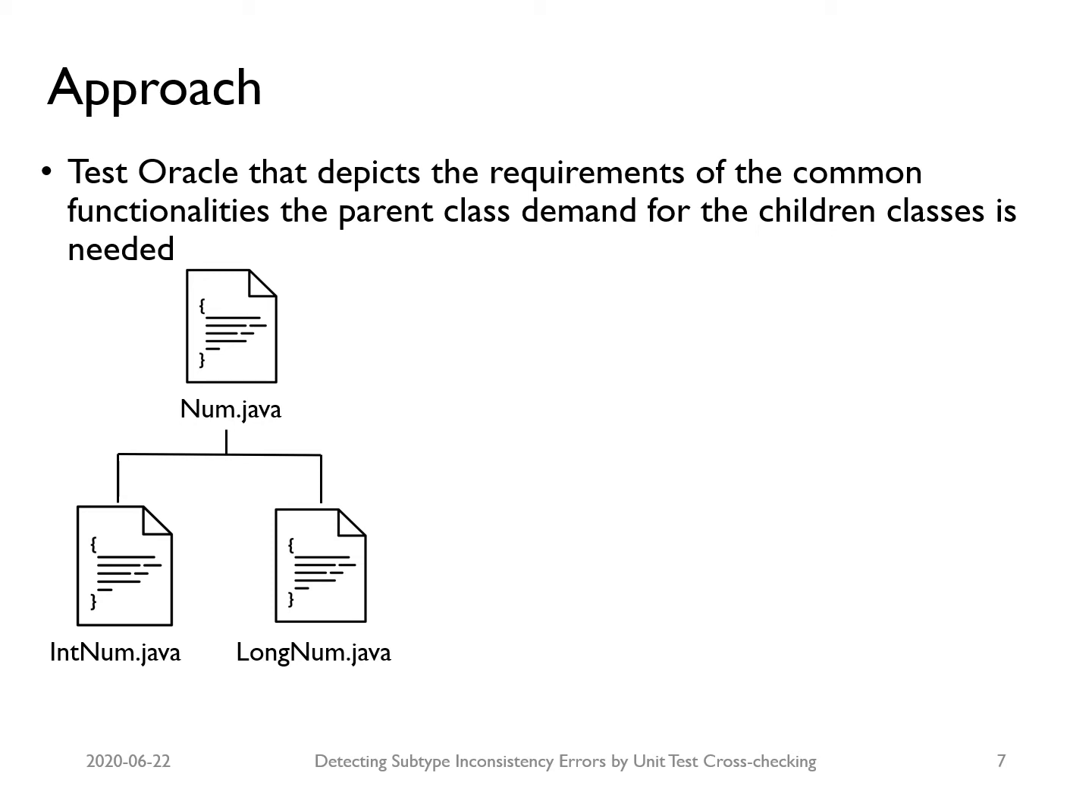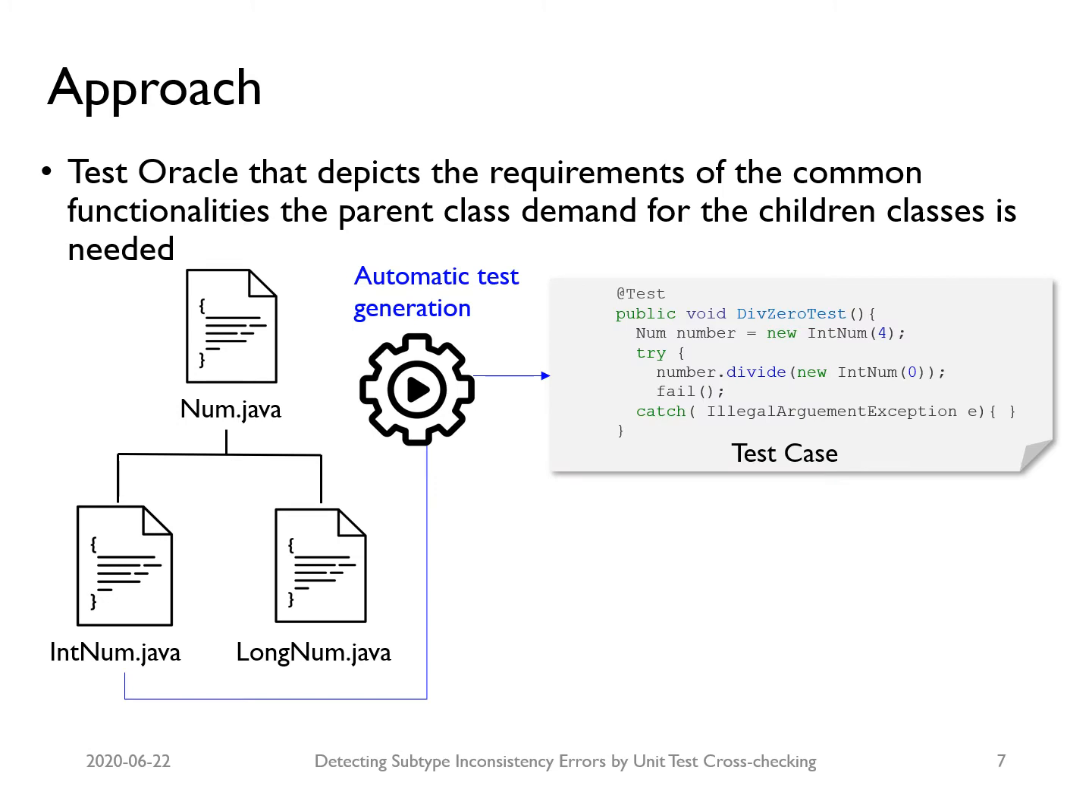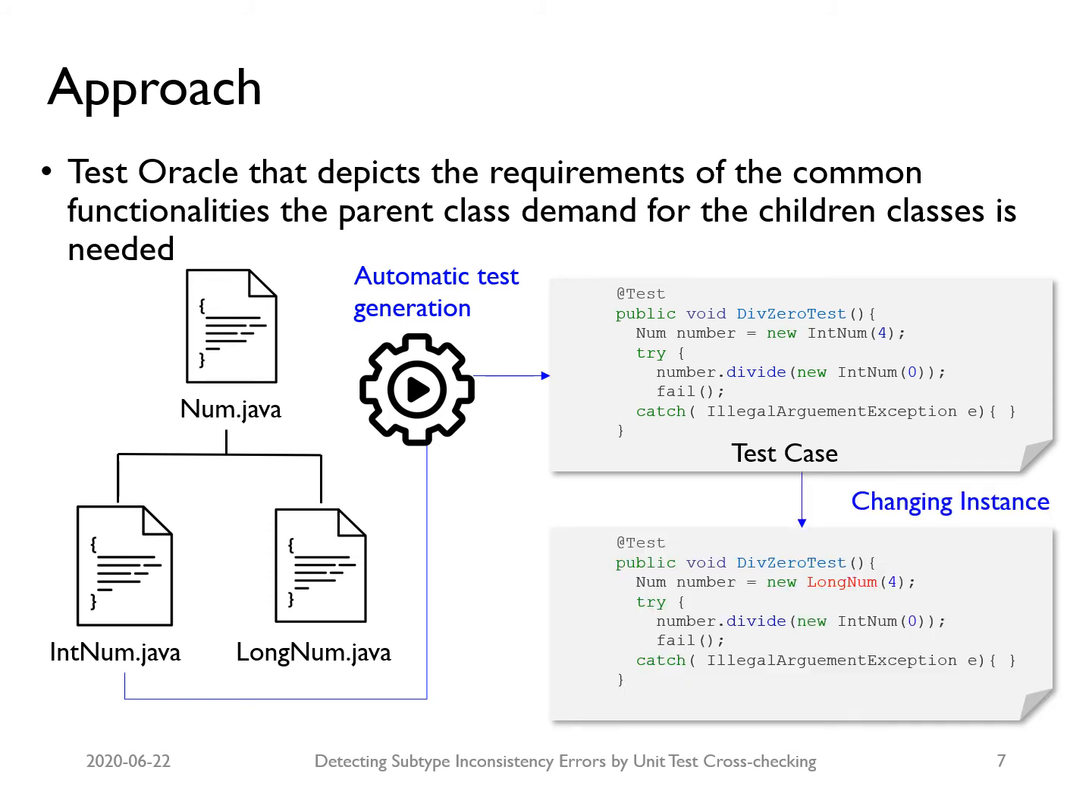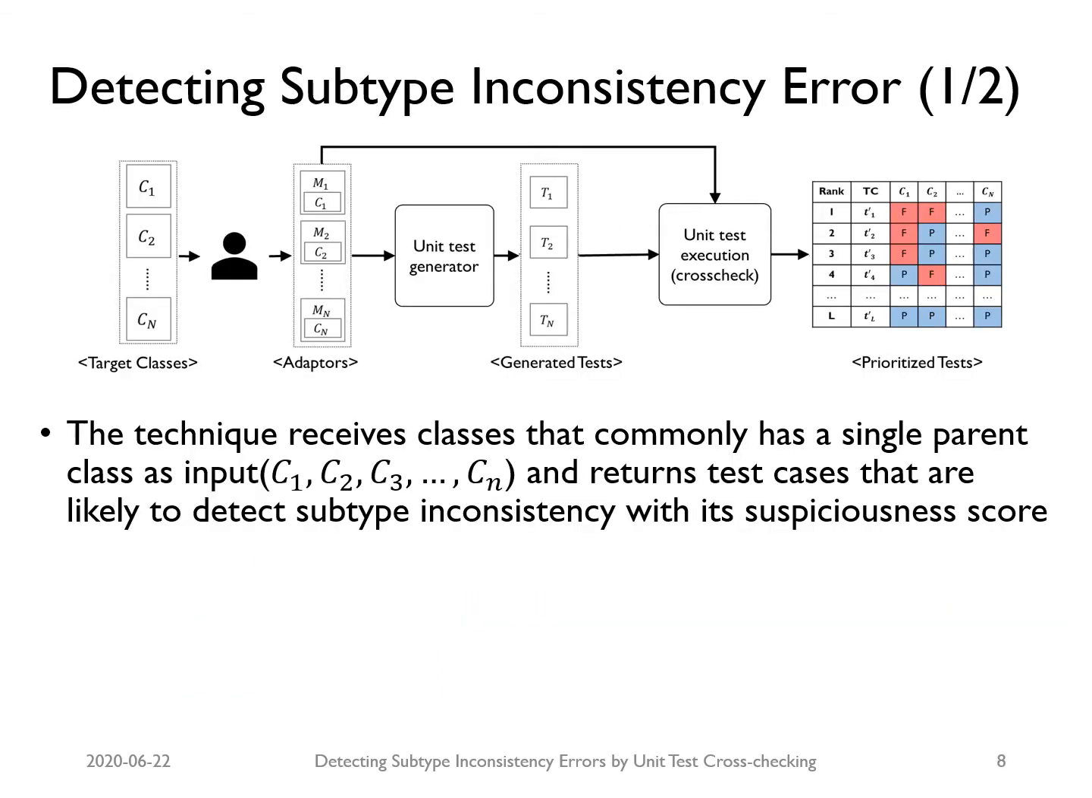So we will see how this works on the example previously shown. On the child class IntNum, we generate a test case automatically using the automatic test generation tool. And on the generated test case, we can see that the method divide throws IllegalArgumentException when the argument is 0. We change the instance of IntNum to LongNum and execute the test on LongNum. The test fails and thus the error is detected. We will see how the technique works in each of the steps.